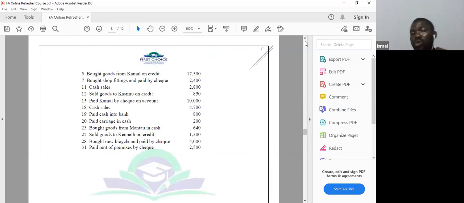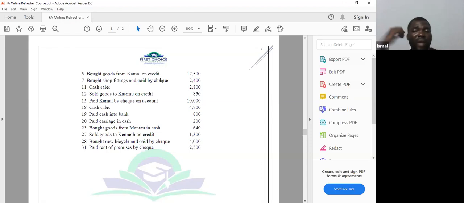So I will now move on to the 5th of August. The 5th of August says that we bought goods from Kama on credit. Now, purchases is involved, number one. Number two, it was not purchased with cash. It was purchased on credit.